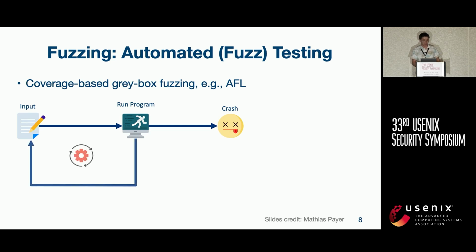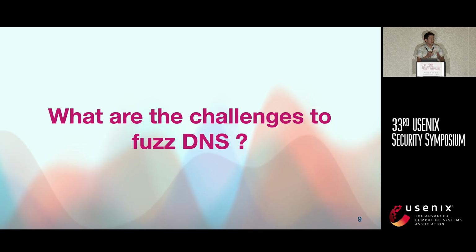During the execution, the program is instrumented with tools so that we can collect information, especially about the branches within the program, and feed that back to the inputs to better optimize them in the next few rounds. And finally, with that information and the inputs, we find the vulnerabilities within the program. Now we have this kind of conventional fuzzing tool. So what is the challenge to fuzz DNS?